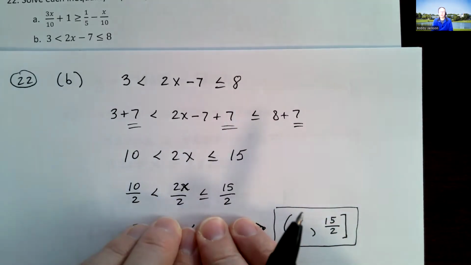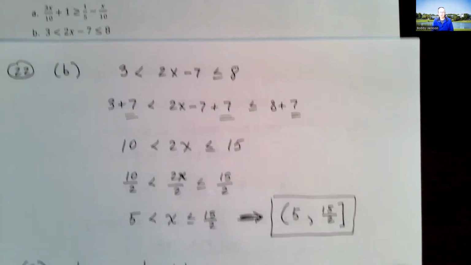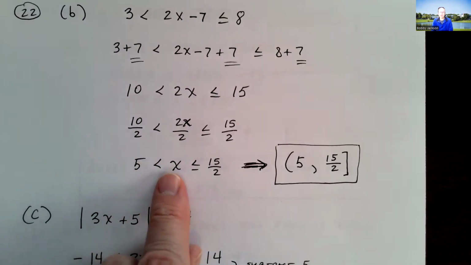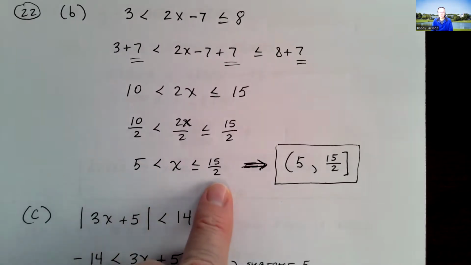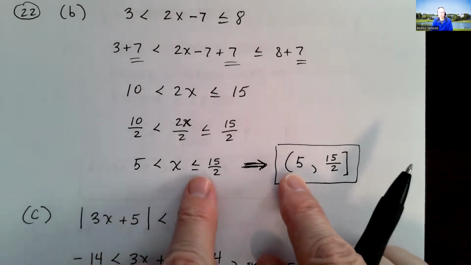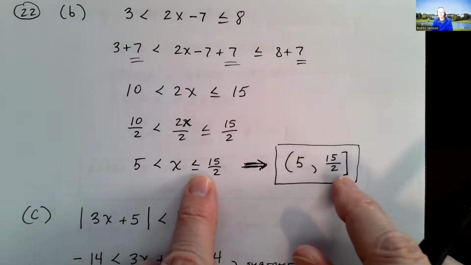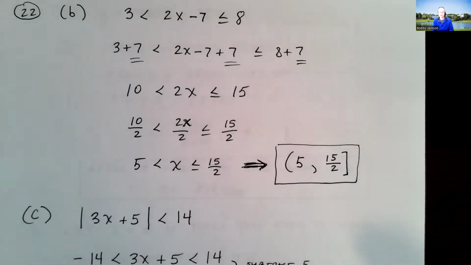So all the quantities get divided by 2. Again, since I'm dividing by a positive 2, the inequalities do not change direction. And so I get 5 is less than x is less than or equal to 15/2. So I've got left endpoint 5, parentheses, because it's less than, right endpoint, bracket, because it's less than or equal to. There's the interval notation.